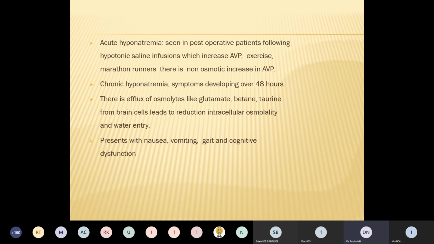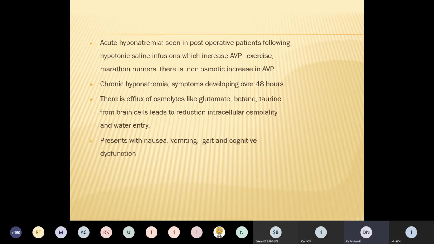In patients with chronic hyponatremia, that is hyponatremia developing slowly over more than 48 hours, because of the time interval, even though there is a shift of water into the cells, the osmolytes like glutamate, betaine and taurine inside the cells get effluxed. So there is a balance of osmolality and water entry, and these patients have fewer symptoms.